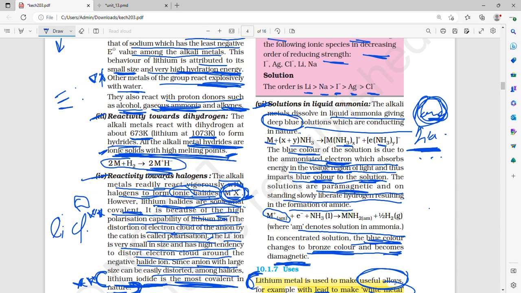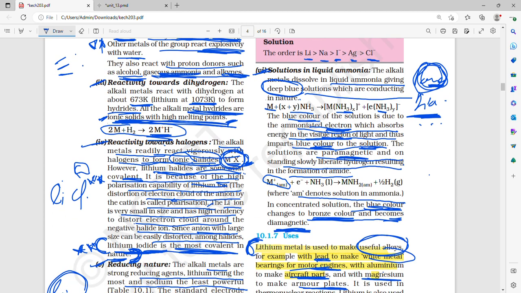Solutions in liquid ammonia. Alkali metals dissolve in liquid ammonia to give deep blue solution. Why? This is because of the ammoniated electron. That is, alkali metals dissolve in liquid ammonia to give deep blue solutions which are conducting in nature. That is M + x NH3 gives M(NH3)x+ + e(NH3)y-.